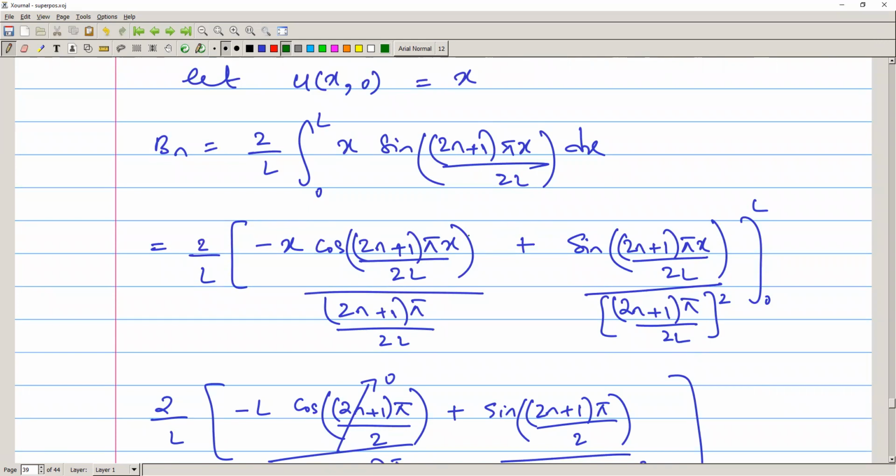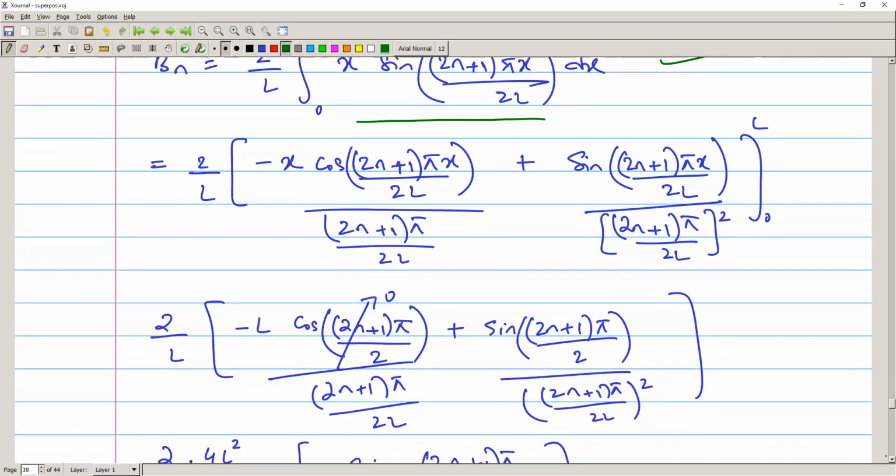We will apply the by parts rule here, right? In this function, we can apply the by parts rule. So in the next step, we have solved it using the by parts rule. It will be negative x times cosine of the angle divided by the angle, plus sine of the angle divided by the angle squared. This will be the integral of this function, right? Now we will apply the boundary conditions.